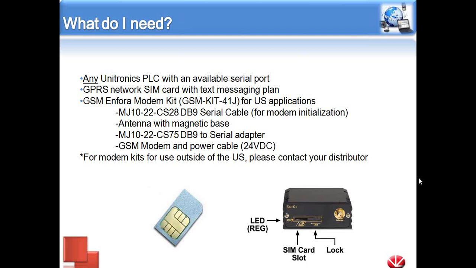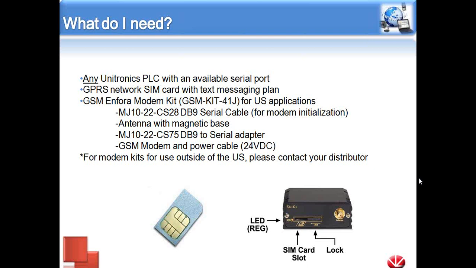You're also going to need our GSM modem kit. The part number for that is GSM Kit 41J, and that's for all U.S. applications. If you are designing an application from outside the U.S. or you are already outside the U.S., we do have other modems available. Just contact your distributor to see which one you need.